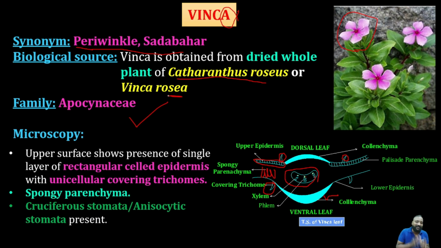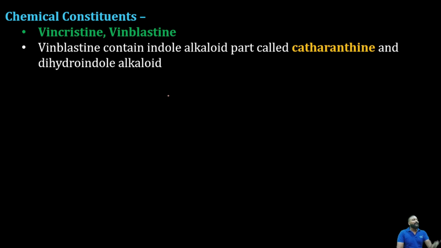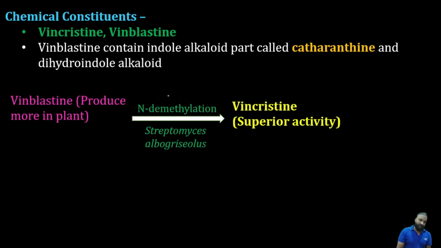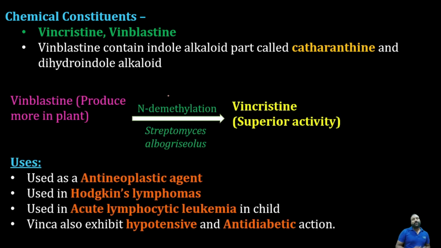Even if you're not able to understand that, leave it aside. Just remember that anisocytic stomata will be there. And coming to the main important thing, the chemical constituents. In these, there are more than 100 types of indole alkaloids, but the very important or chief chemical constituents are vincristine and vinblastine, which are anti-neoplastic or anti-cancer agents. So they have a special place in cancer treatment. They have an immense role in treating almost all types of cancers. Okay, so vincristine and vinblastine.